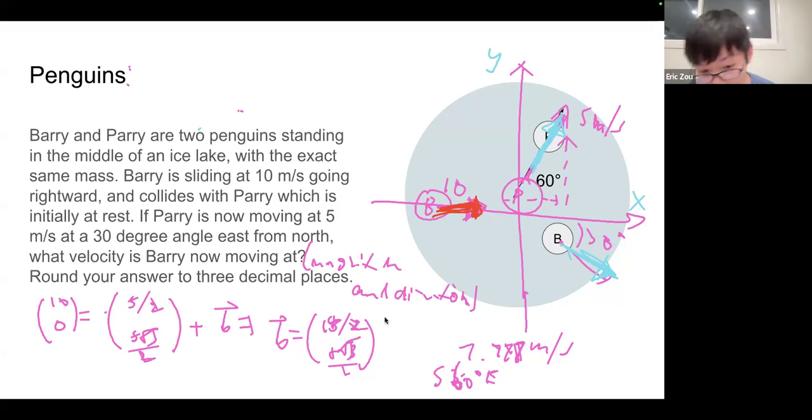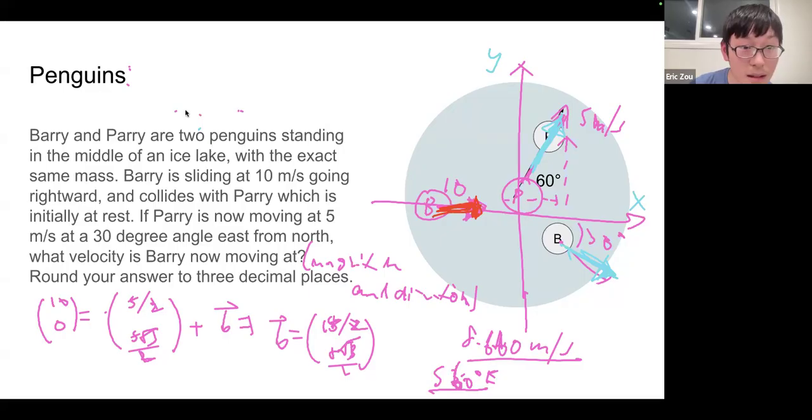Wait, maybe I messed up the calculation here. Let me make sure. Yeah, actually, I think the answer is 8.660 meters per second upon closer inspection. Yeah, there you go. That's your answer. Hey, good job.